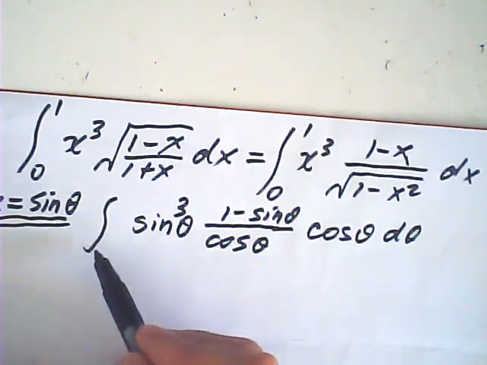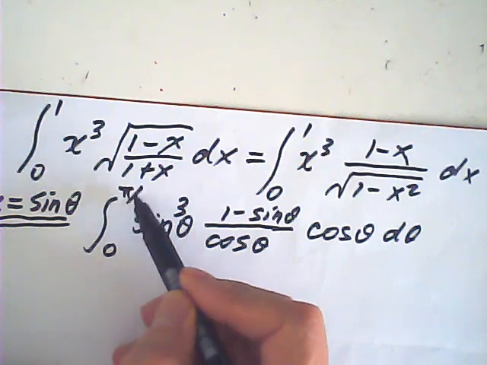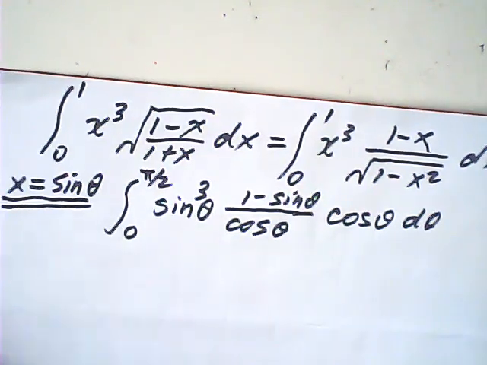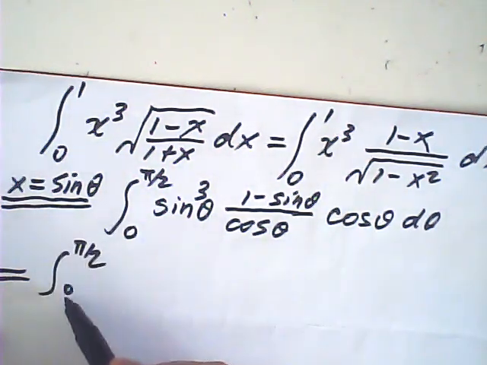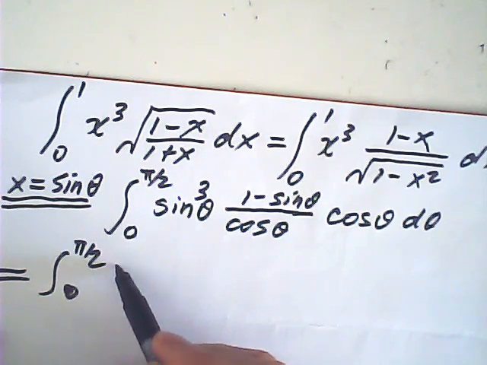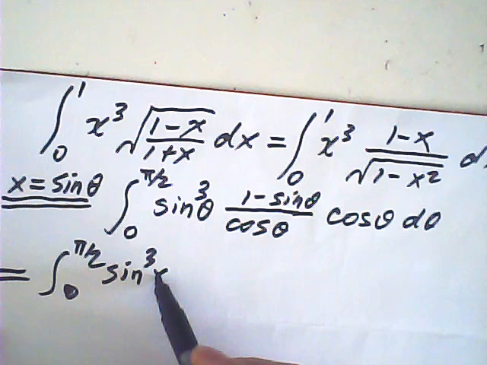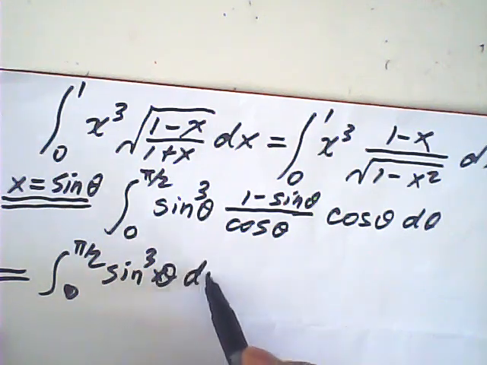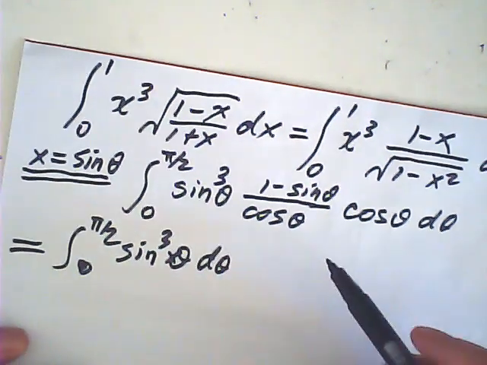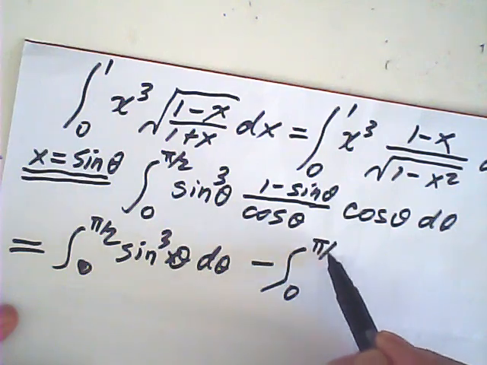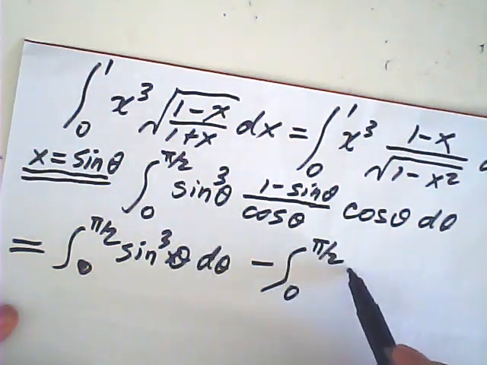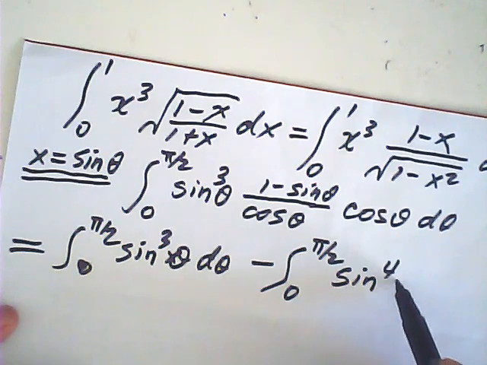So this becomes 0 to half pi. All right, this is equal to, then this is cancelled out. It becomes 2 integral from 0 to half pi sine cube theta d theta. That's the first one. And the second one will be from 0 to half pi, this is sine fourth.